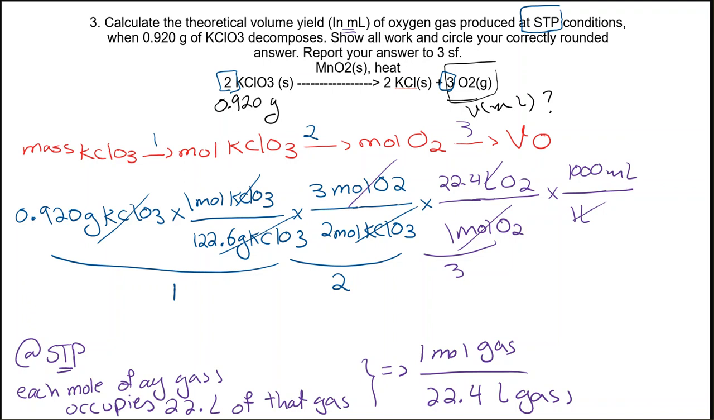In regards to units, the only unit that you're going to end up with is milliliters. Milliliter is a correct unit for volume, so that tells us that we set up this problem correctly. Now once you do the calculations here, you're going to end up with 252 milliliters of oxygen gas.